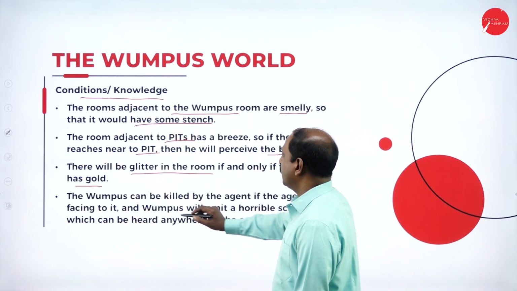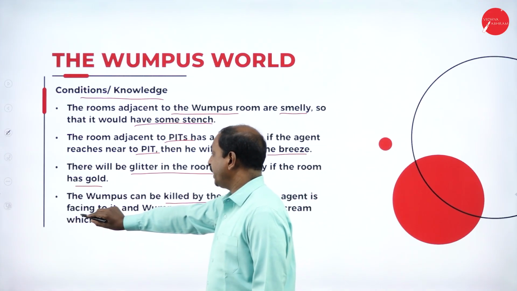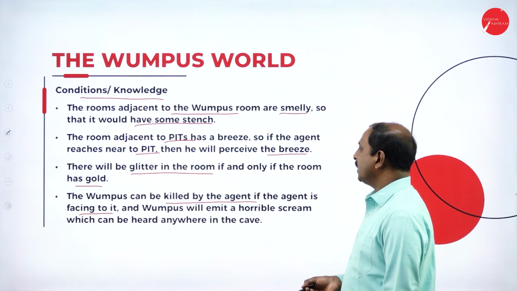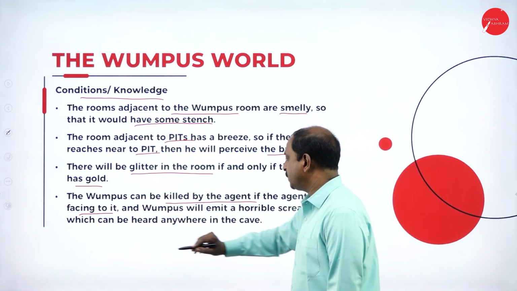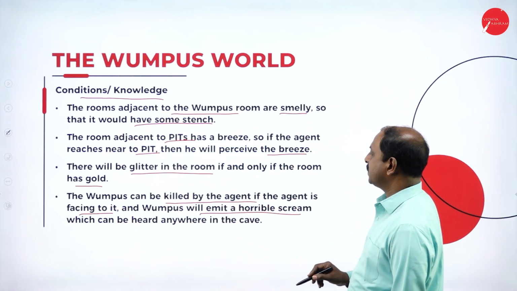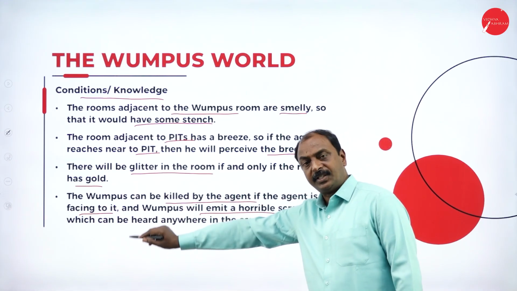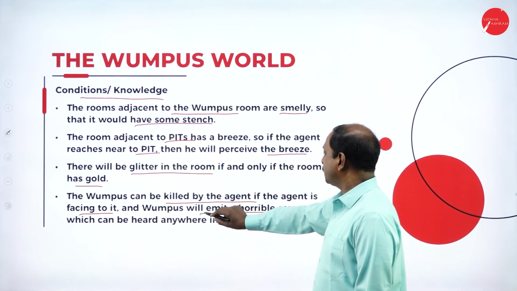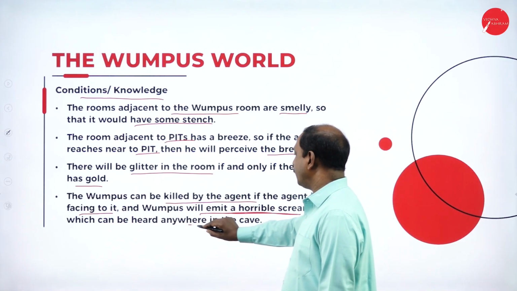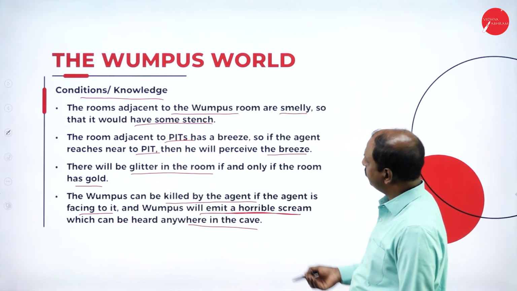Next one is the Ohms can be killed by an agent if the agent is facing it. So once the agent and the Ohms come face to face, then the agent can kill the Ohms, and in that action, it emits a horrible scream or a sound. So when the Ohms is killed by an agent, it gives a horrible scream or sound, so it can be heard anywhere in the cave. See, these are the knowledge or conditions with respect to this problem.